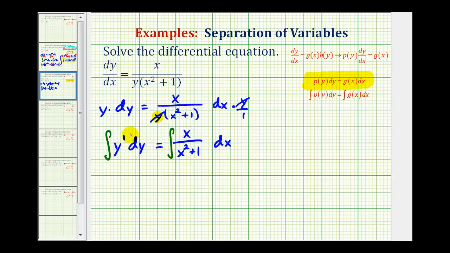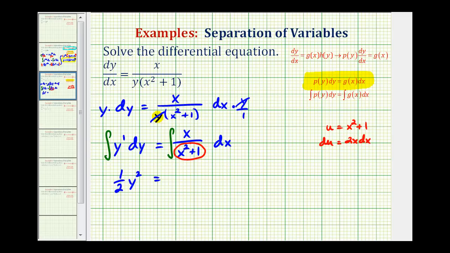Integrate y to the first with respect to y, we'd have y squared divided by 2, applying the power rule, or just 1/2 y squared. We would have a constant of integration, but we'll go ahead and put that on the right side since there'll be a constant on the right as well. But to integrate this, we will have to apply u substitution. We're going to let u equal the denominator. So if we let u equal x squared plus 1, then differential u would be equal to 2x dx.